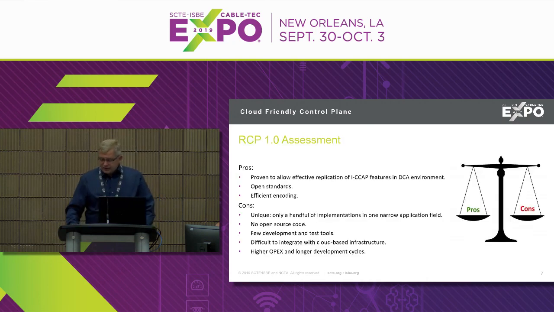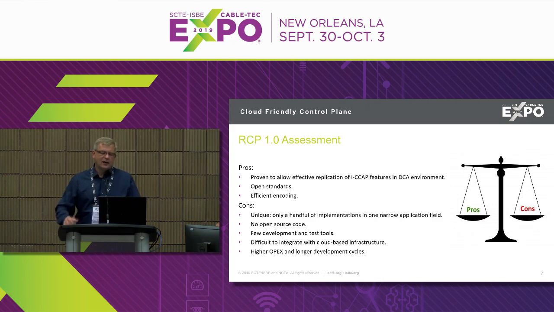Now let's assess RCP 1.0. It has a number of pros. It has been proven to allow effective replication of I-CCAP features in a DCA specification. It's based on CableLabs specifications. Those specifications are open to any vendor who's willing to sign CableLabs agreements, and they are available for free download from the CableLabs website. It supports very efficient encoding.